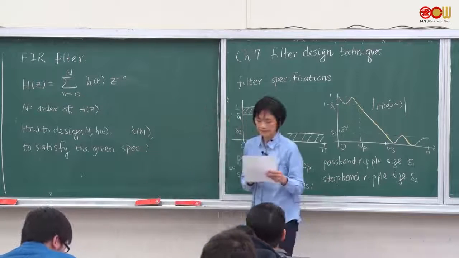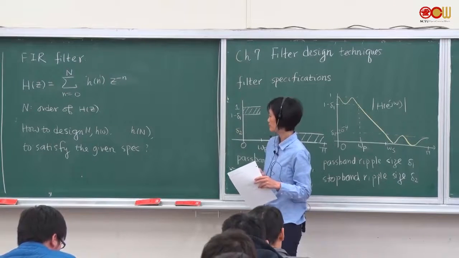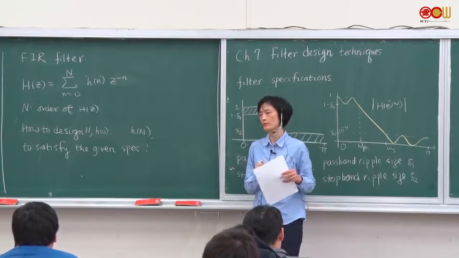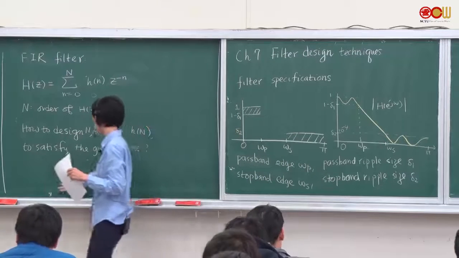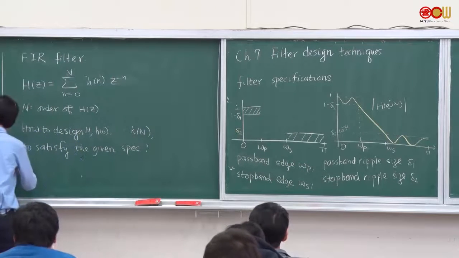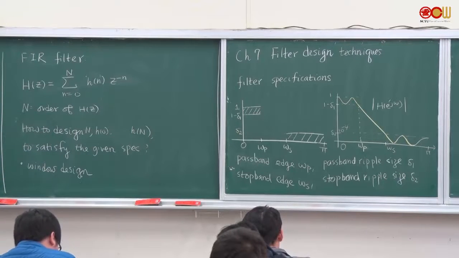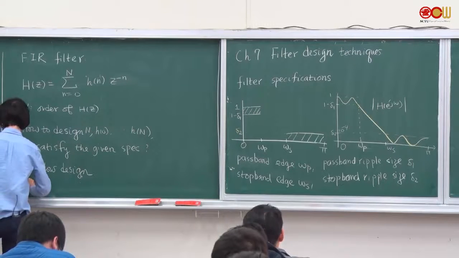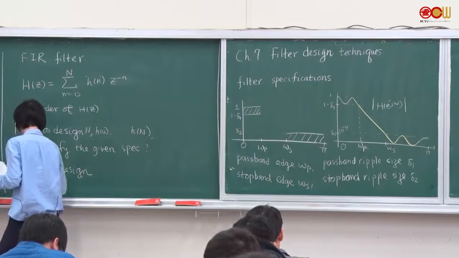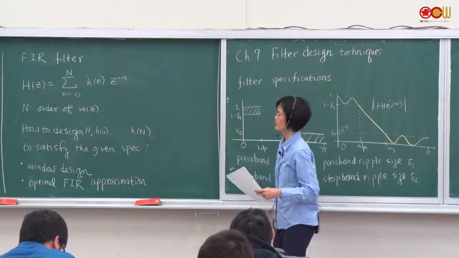In the textbook there are basically two types of filter design here. One is called window design, which we will explain more today. And then the other one is called optimum FIR approximation. We will start with window design.